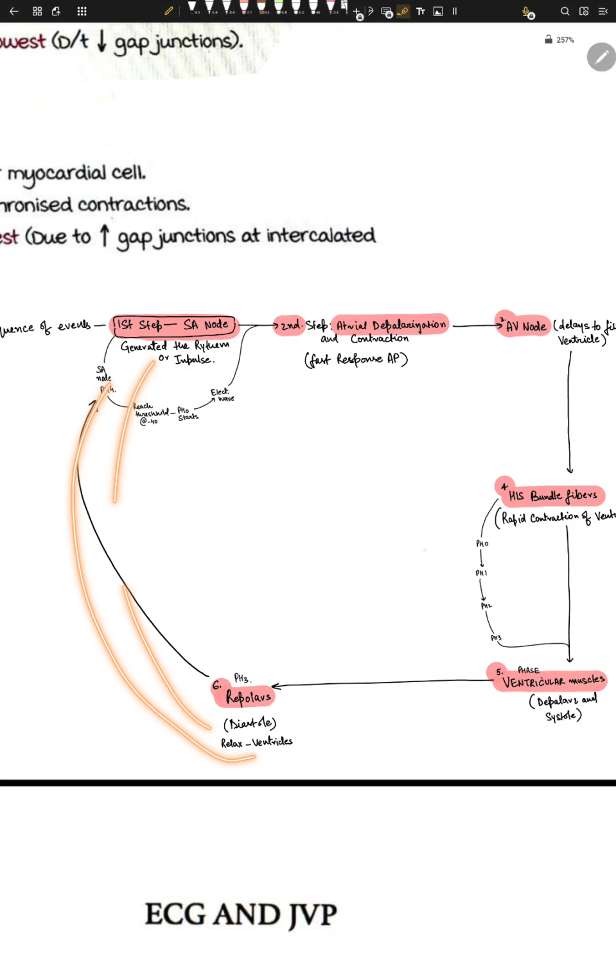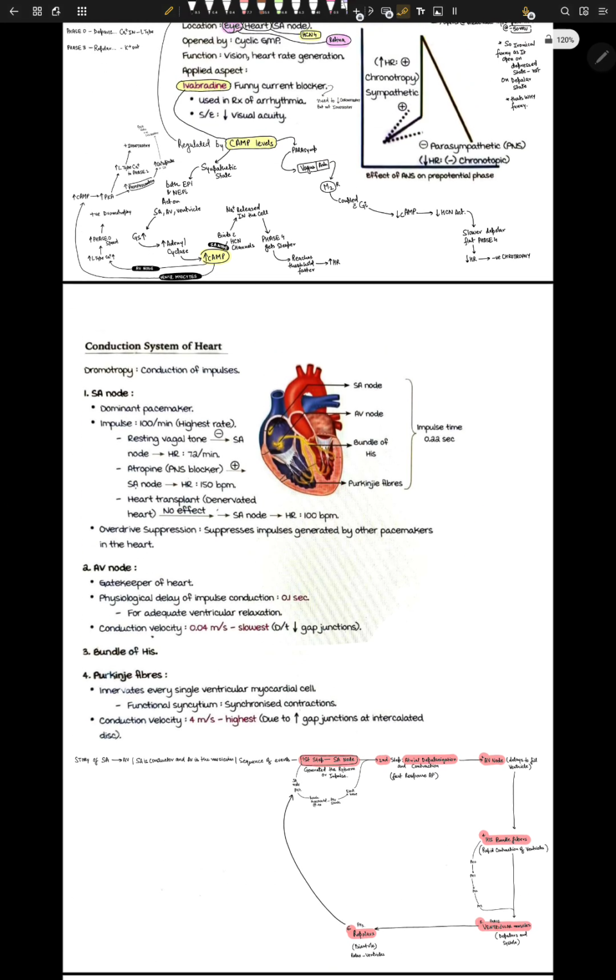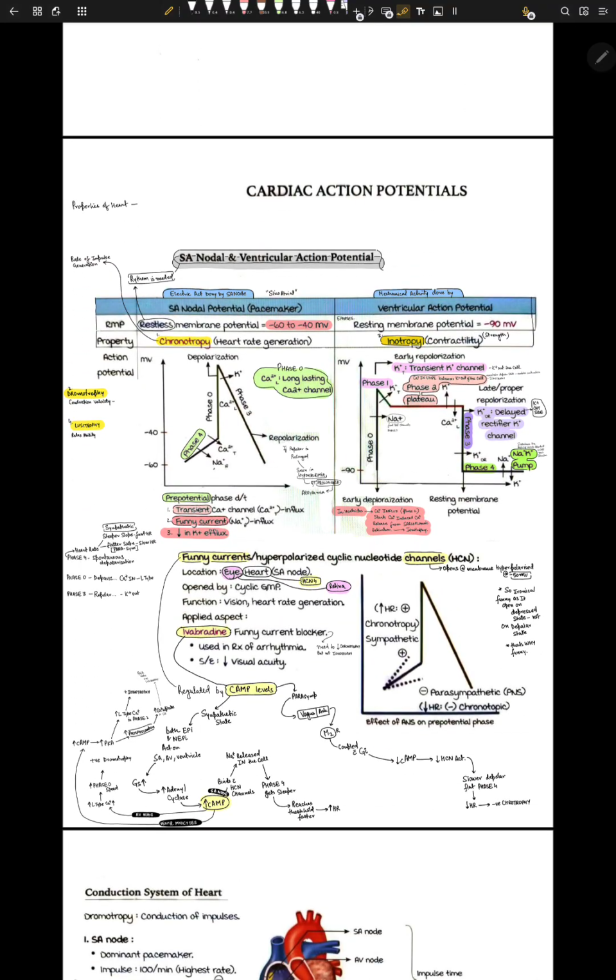And then we have this whole cycle happening again and again and again. So this was the whole concept of cardiac action potentials.